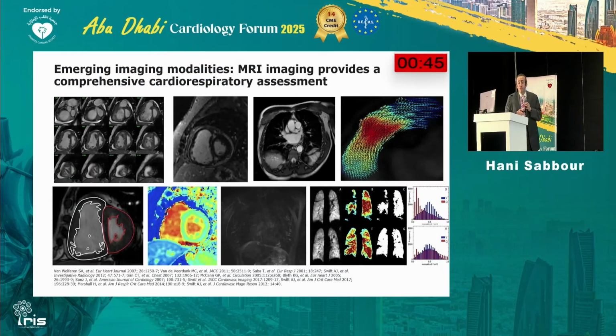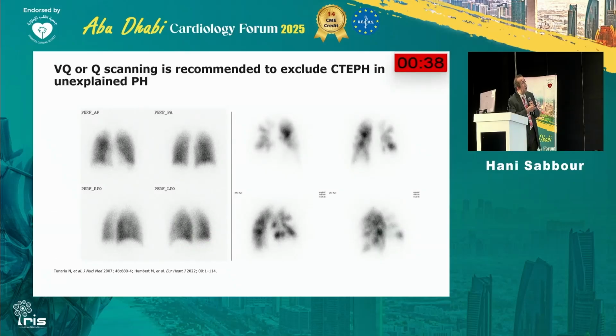Cardiac MRI can very easily look at the right ventricle in 3D, tell you if there's delayed enhancement or scarring, and it can look at the pulmonary blood flow. It is not an easy test.